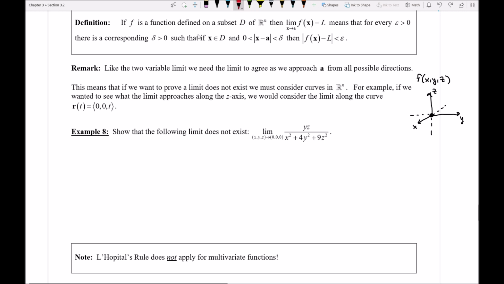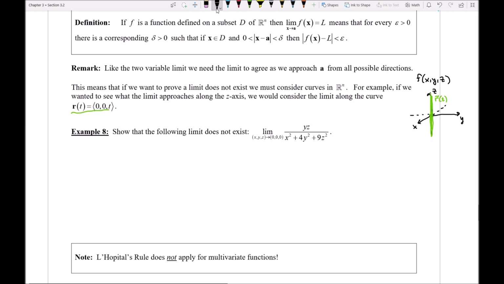So if I was to try to draw what this function looks like in 3 space, it looks like this. Here's my r of t. It just so happens to be the z-axis. This is a formula that takes me right up and down the z-axis. And so, of course, that's definitely a possible path that leads me to 0, 0, 0.